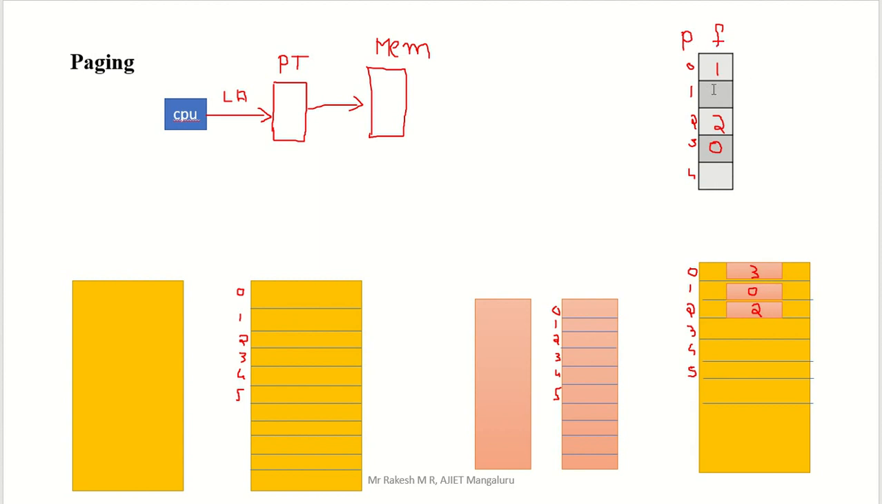How to create a page table? See, the 0th frame contains which page? The third page, right? So the third page is in the 0th frame. First you have to find out which page is in which frame.